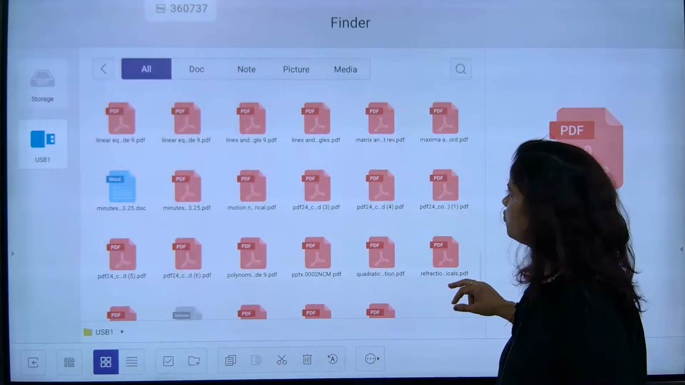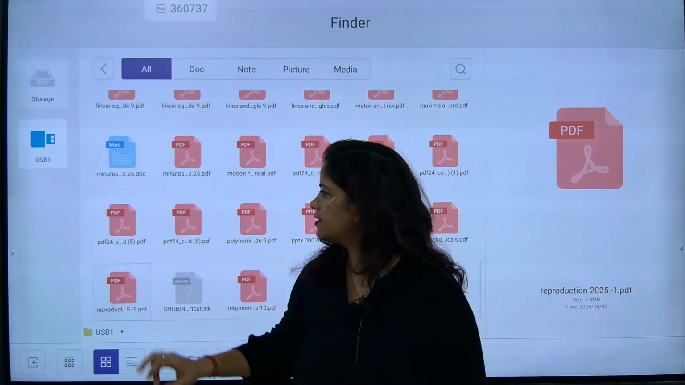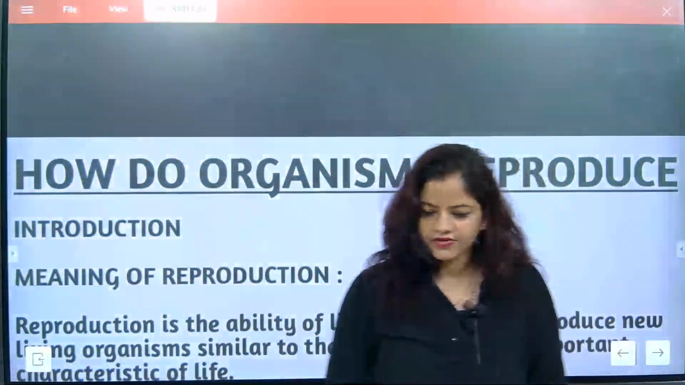We have to make some folders. Otherwise, with this many files, even finding the file itself is a problem.